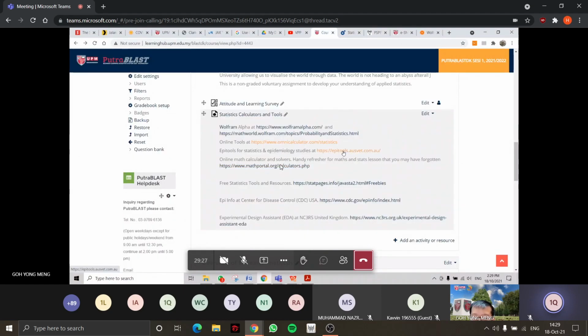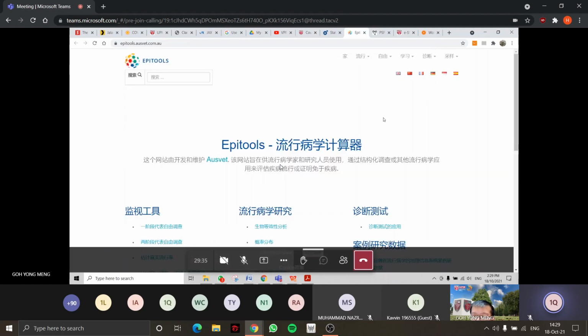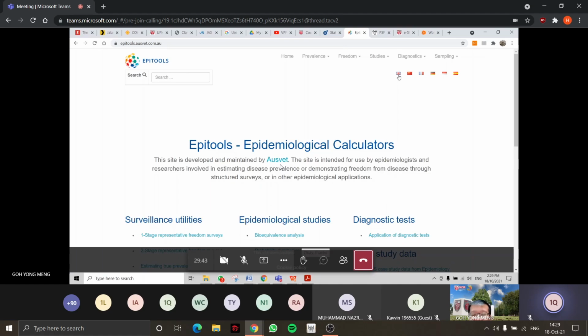And then if you have something more professional looking, you can go for Epi Info. This one is based in Australia. Go to English. Epi Tools, maintained by Ausvet.